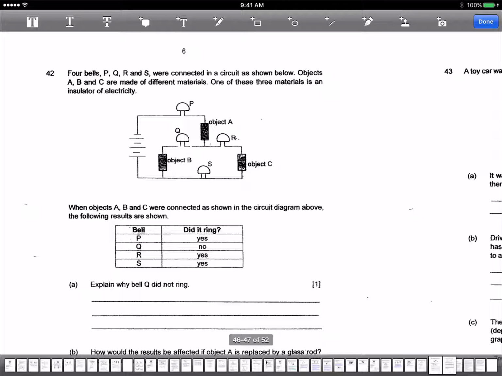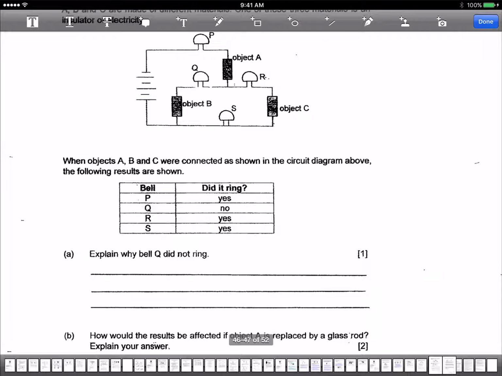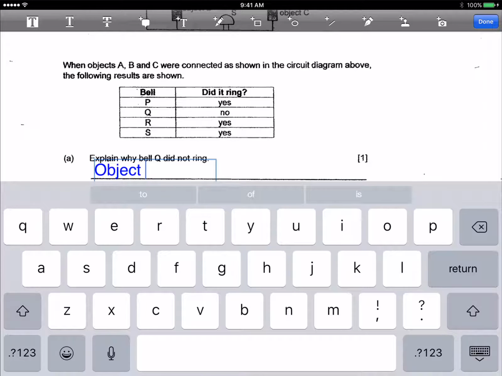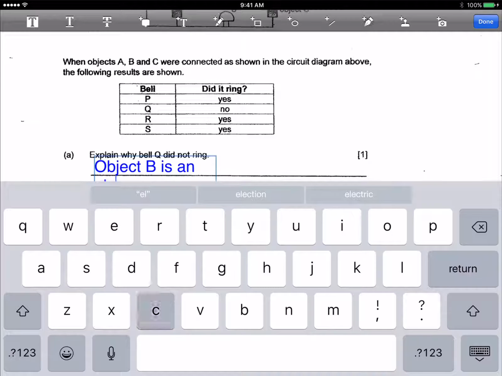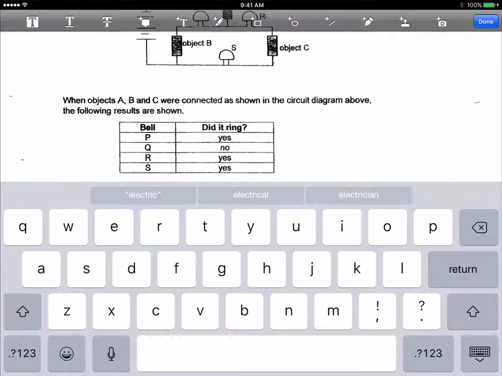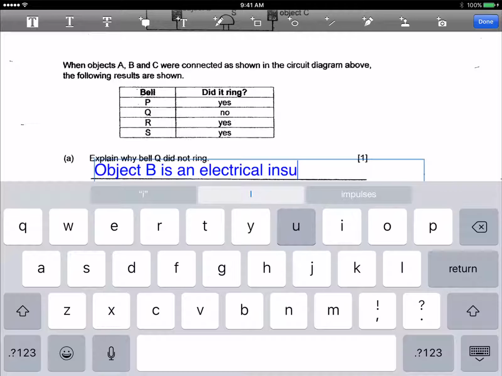Because of this circuit which did not allow the bulb to light. Which object? Object B. Very good, right? So object B is an electrical insulator. Okay, B is an electrical insulator.